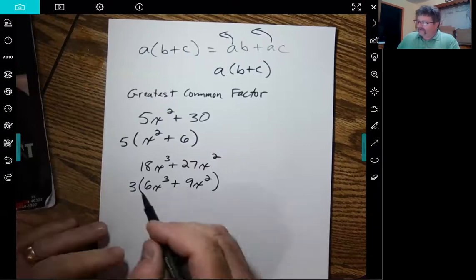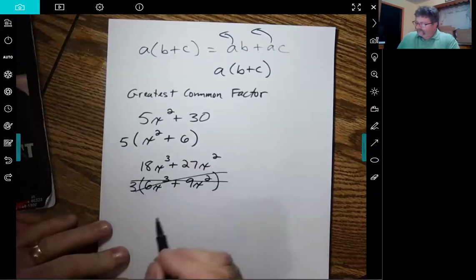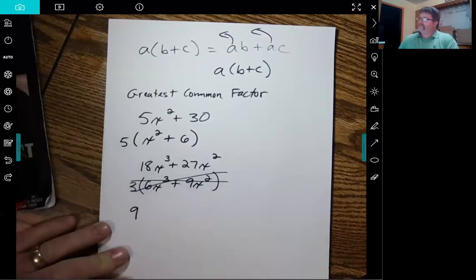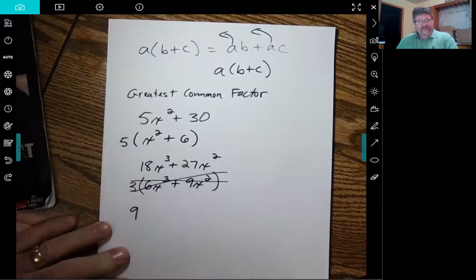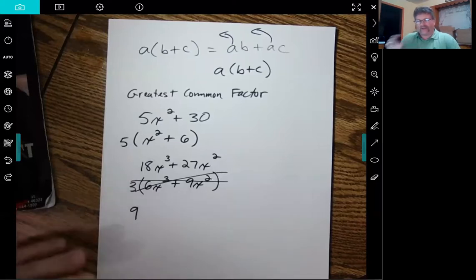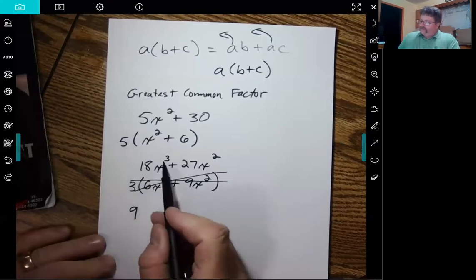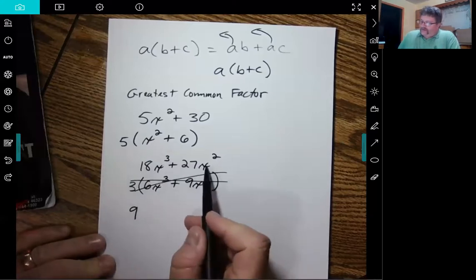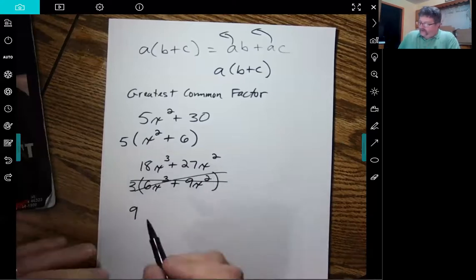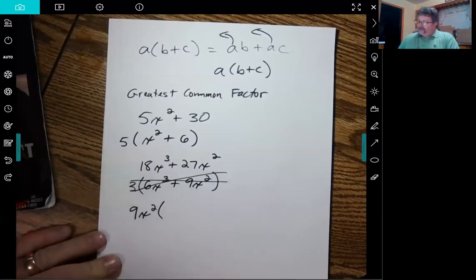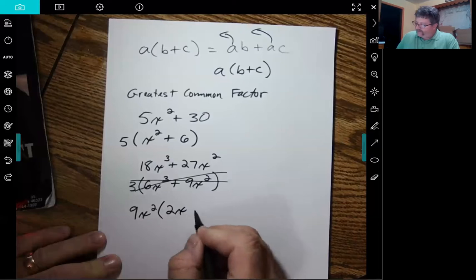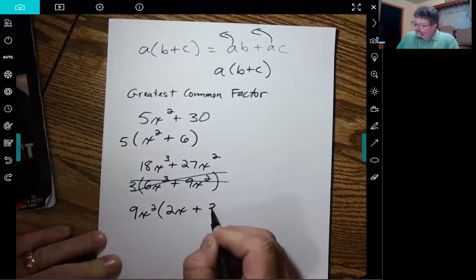So you want to identify the greatest common factor. In this case, the coefficient part would be a 9. And then for the variable part, you want to take the variable with the smallest exponent. That's actually the greatest common factor. I know that sounds like a contradiction, but we're talking about common pieces. This one could give me an x cubed, but this one can't. This one can only give me an x squared. So I can only take out an x squared. So if I factor out a 9x squared, what would be left? 2x plus 3.